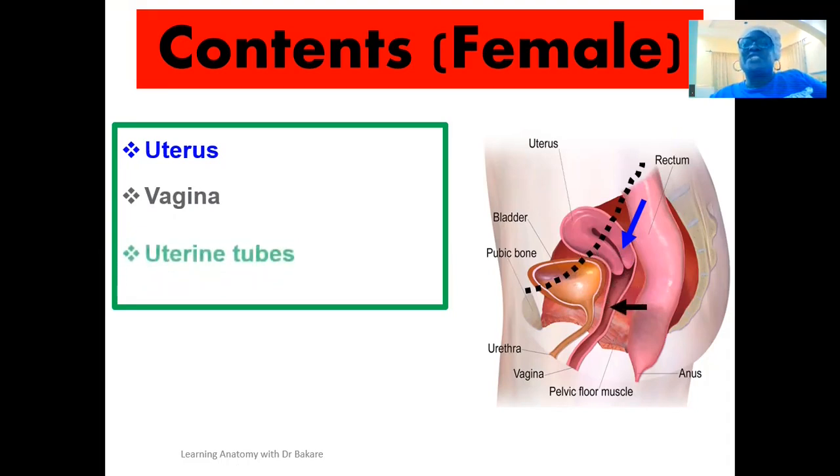You also have the uterine tubes, which are two in number, and these are tubular extensions from the uterus. These organs are not projected in this image. You also have the ovaries located within the true pelvis or the lesser pelvis. And this also is not shown in this image because they are positioned at the lateral end.